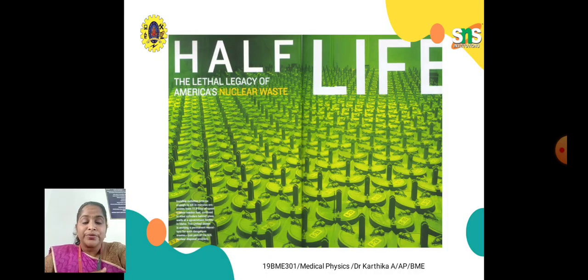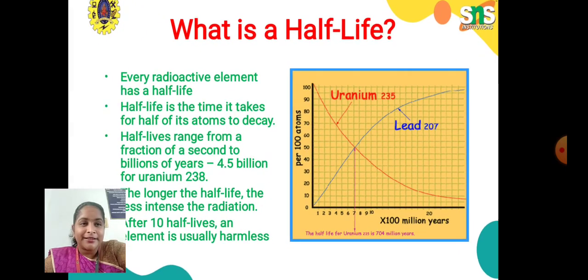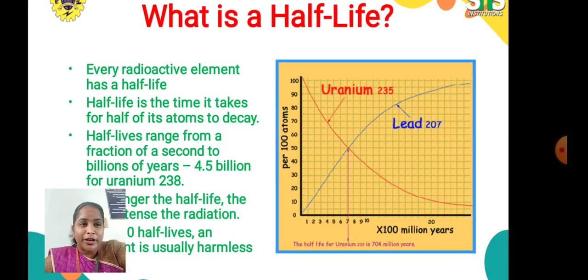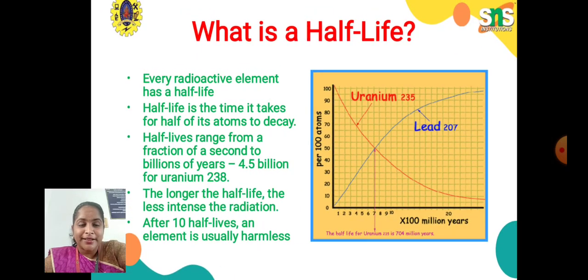So, we have to concentrate on the half-life of the elements. What do you mean by this half-life? Why do we need to calculate the half-life of elements? Here, every radioactive element has a half-life. The longer the half-life, the less intense the radiation. After 10 half-lives, an element is usually harmless. See here the effect of uranium-235 over 100 million years. After 10 half-lives, an element is usually harmless.